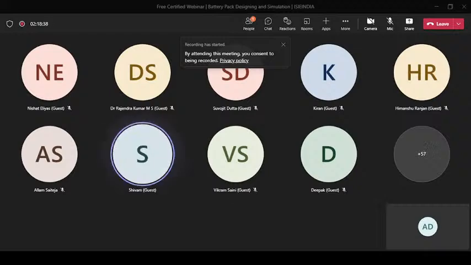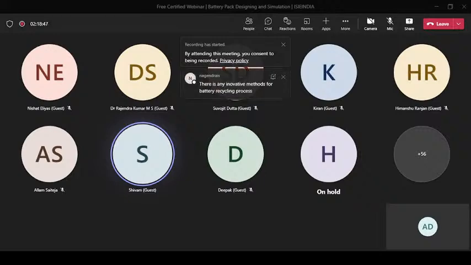Thank you, Shivam sir. The first question that I see in the chat box is: what is active and passive balancing? Is it really necessary? Any ways to manage battery pack thermals?